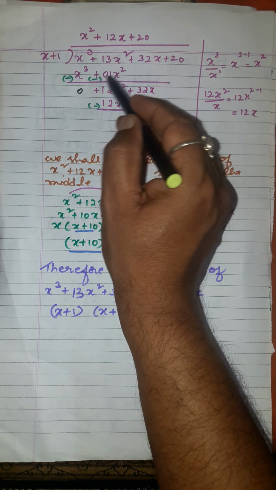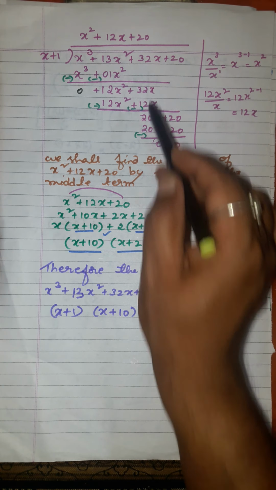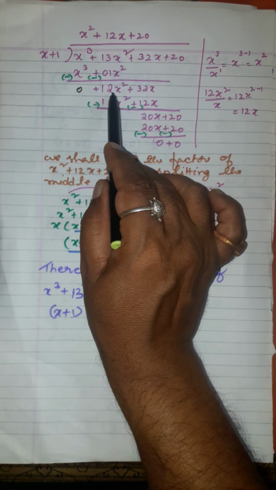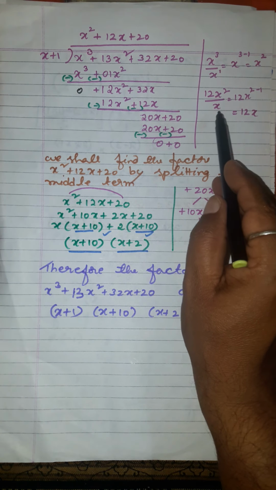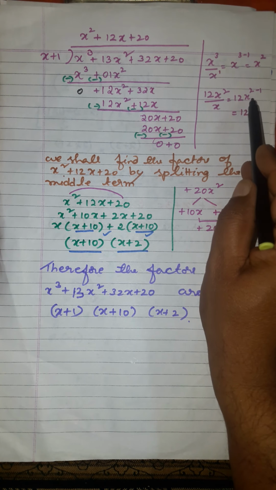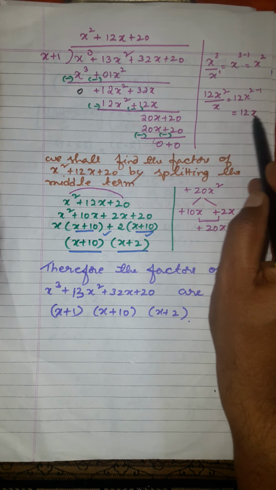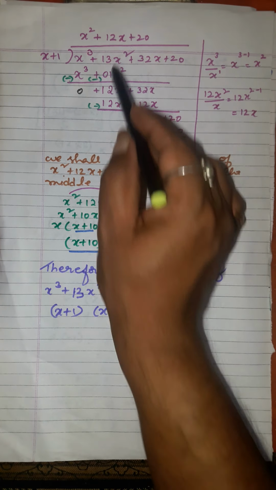Then 13x² minus 1x² becomes 12x² plus 32x. Then the first term 12x² is divided by the first term x. So 12 as it is, x to the power of 2 minus 1. 12x is the quotient. You write here 12x.